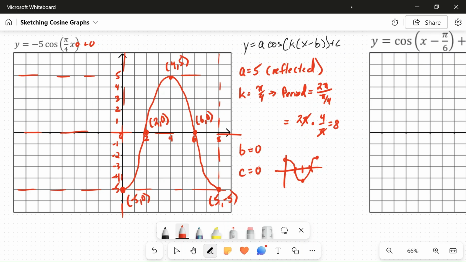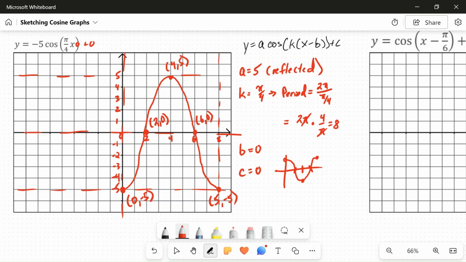And I wrote that first point wrong. That first point should be 0, -5. Right? 0 in the x direction, 5 units down. So it goes from 0, -5 to the top at 4, 5, and back down to the minimum at 5, -5. Okay, so that's what it looks like.